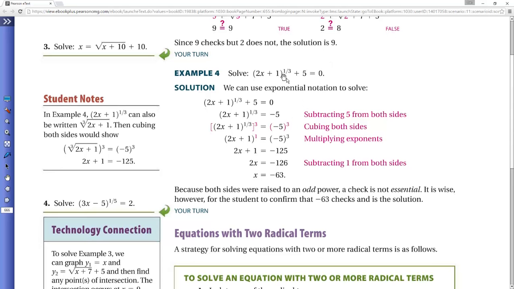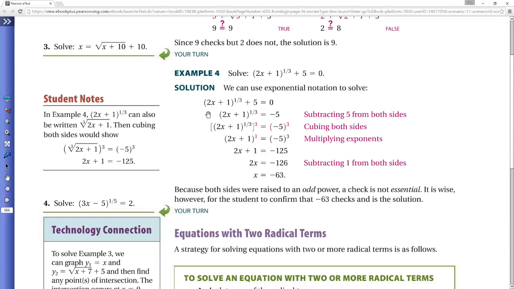Now here they're using a fractional exponent, but if I used a radical for this, it would be the cube root of 2x plus 1, and then plus 5. Well, if I have it in radical form, I can think about how to get rid of this fractional exponent. Fractional exponents are radicals, and the index is the denominator of the fraction. So that's what we usually want to get rid of.